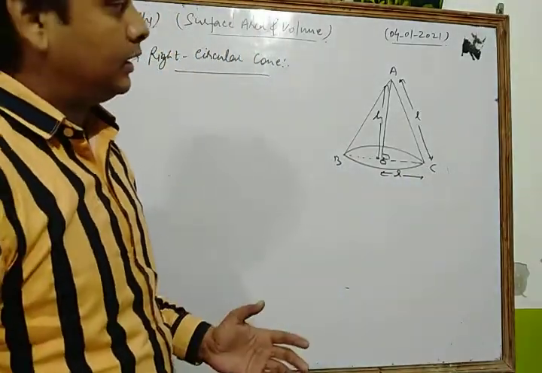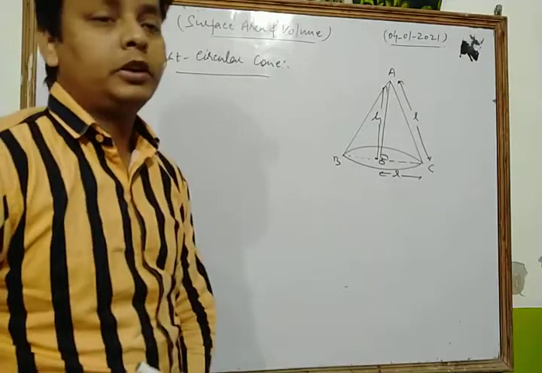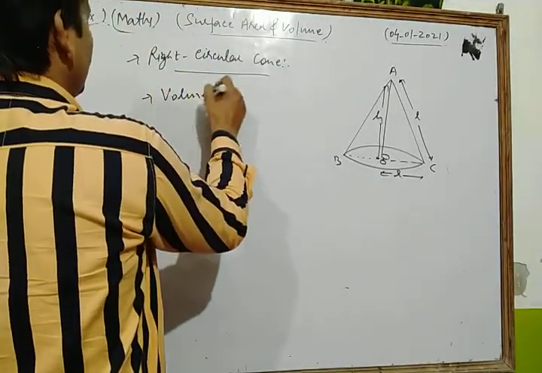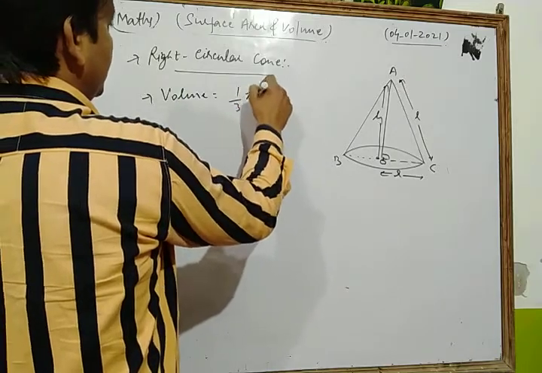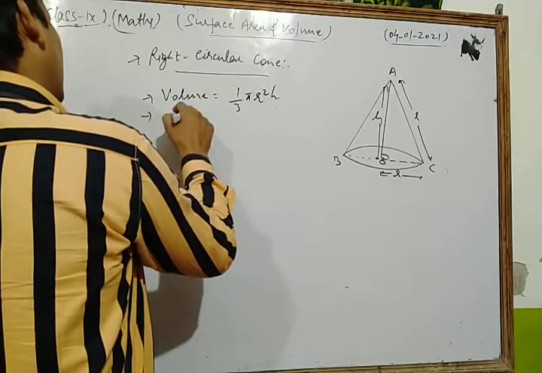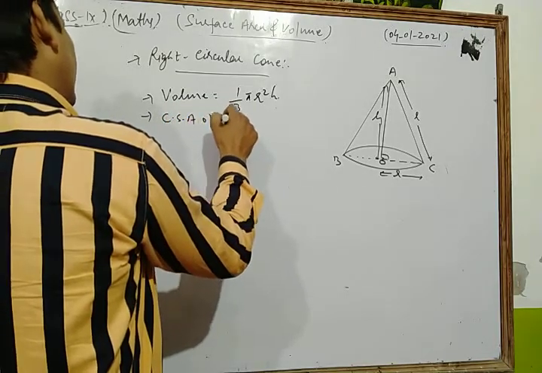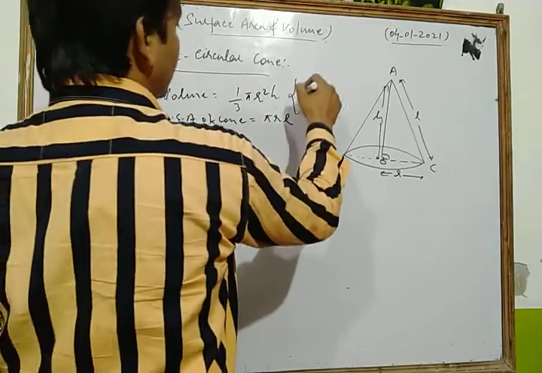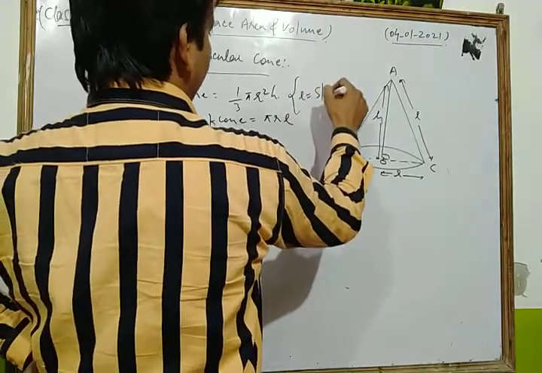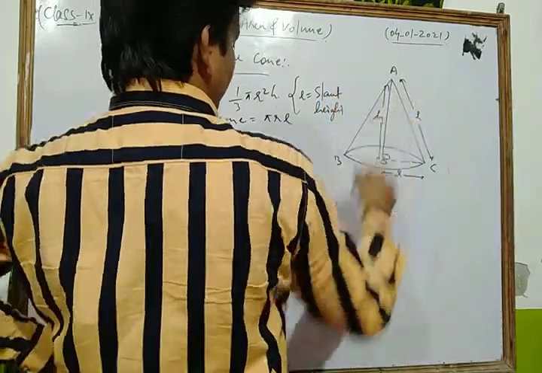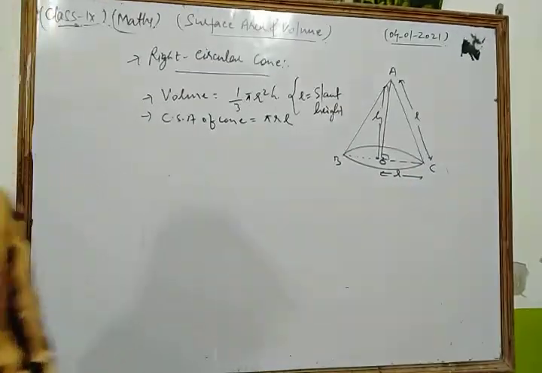Now, the main important formulas related to the cone: first one is the volume of the cone, which is 1 upon 3 pi r square h. Second is the curved surface area of the cone, which is pi r l. Here l is the slant height, and h is the perpendicular height, the vertical height.